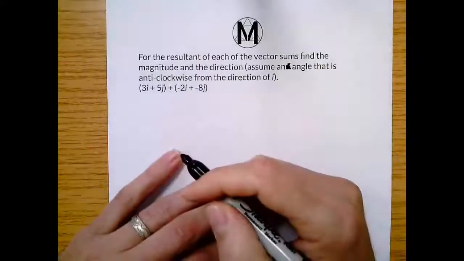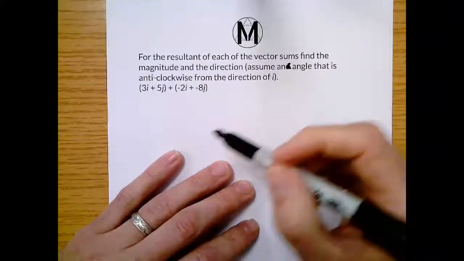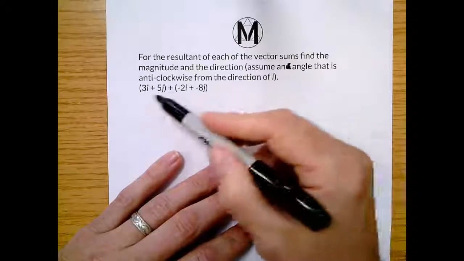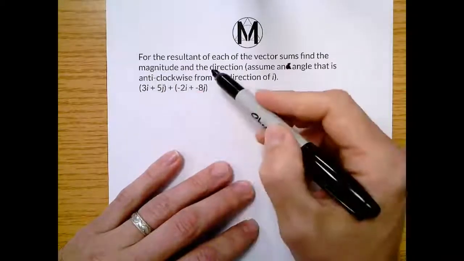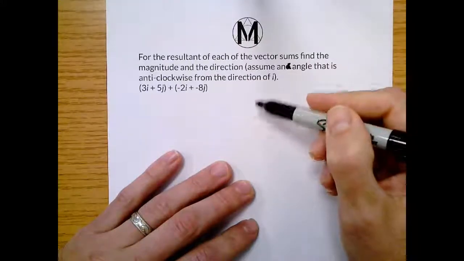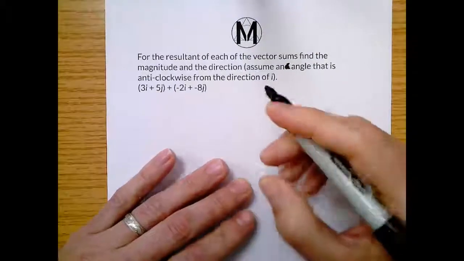All right, let's do some Mathity-Math. It says here, for the resultant of each of the vector sums, find the magnitude and the direction. So, long story short, we're going to add these together and find the magnitude and the direction. Then it says, assume an angle that is anti-clockwise from the direction of i. I'll explain that in a second when I draw you a diagram.